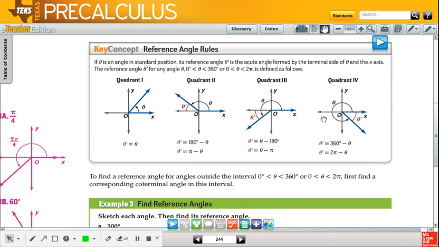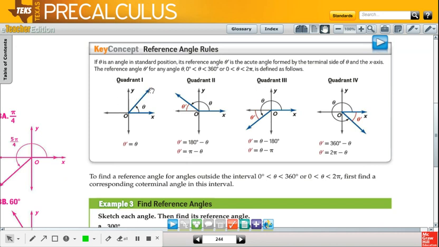So if you look at these four visual examples, you see that angle theta prime, they're all connected between the x-axis and its terminal side. The reference angle theta prime for any angle theta, 0 degrees less than angle theta less than 360 degrees, or 0 less than angle theta less than 2 pi if it's in radians, is defined as follows. So regardless of any degrees between 0 and 360 and 0 and 2 pi, we can still find our reference angles.